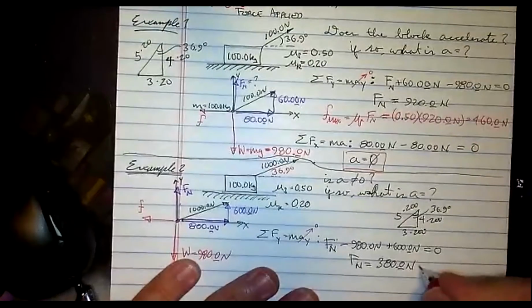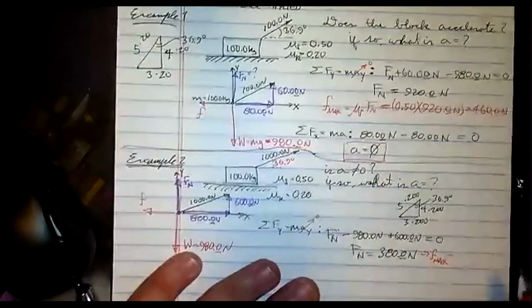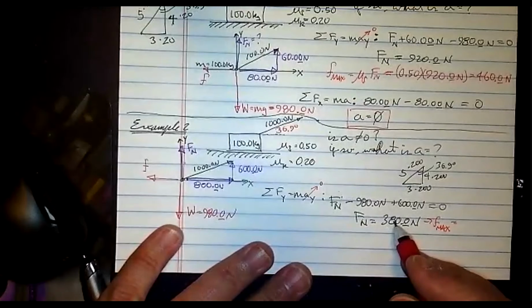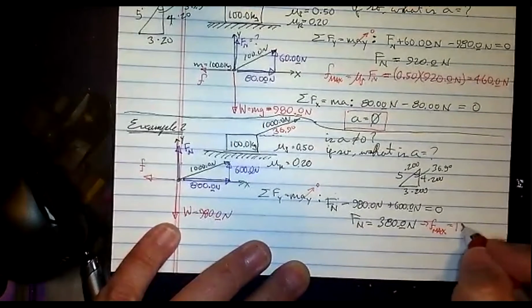That means F max is going to be half that, which is, well, 360 would be 180. And then I got to half the remaining 20. So that would be 190.